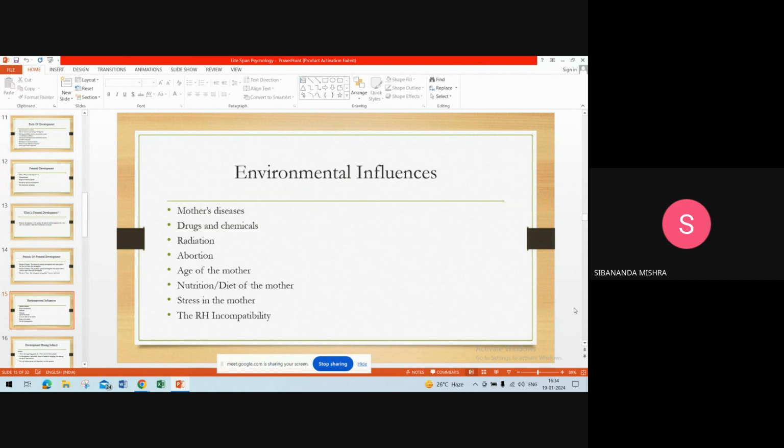Next is abortion. Many abortion cases are also found. Earlier, people didn't want a girl child, so at that time they also did abortion after consulting the doctor.